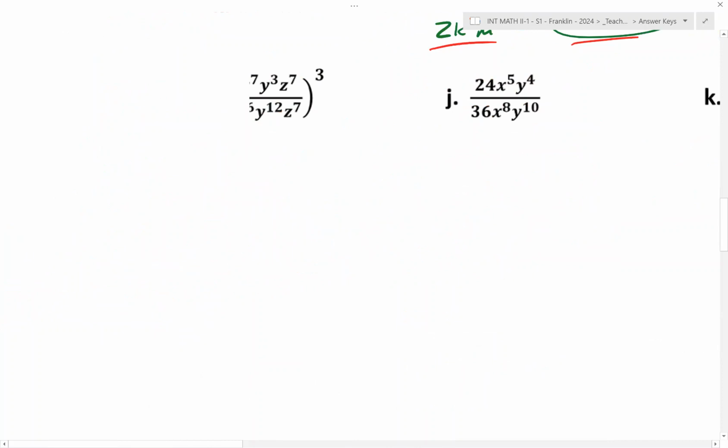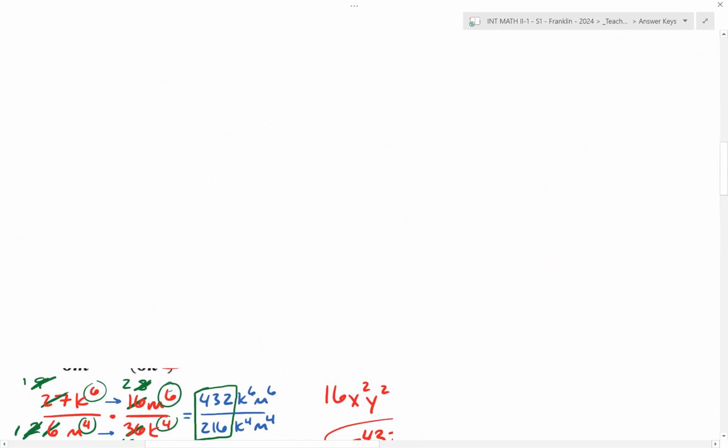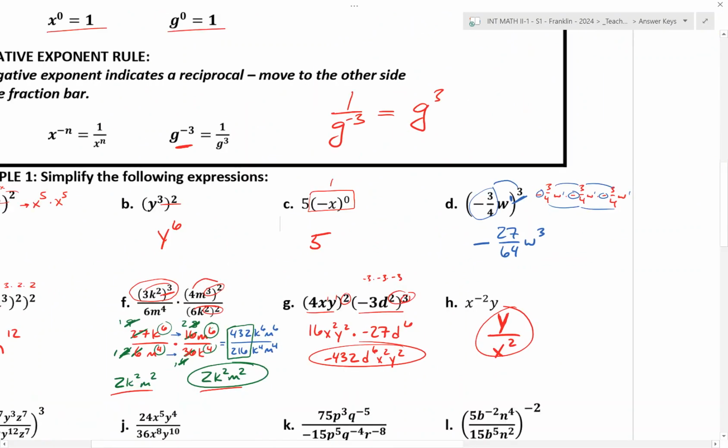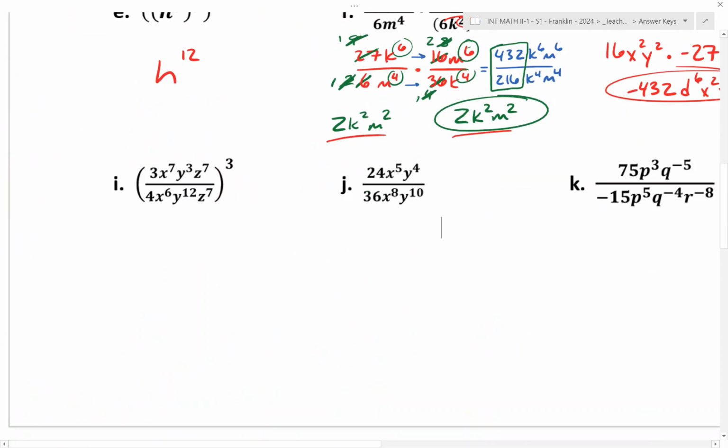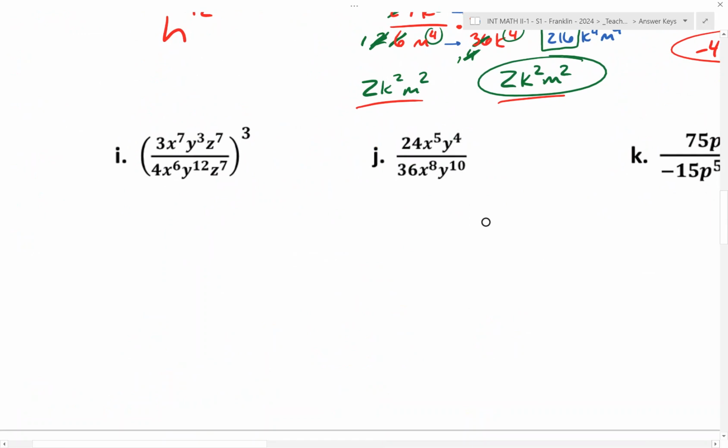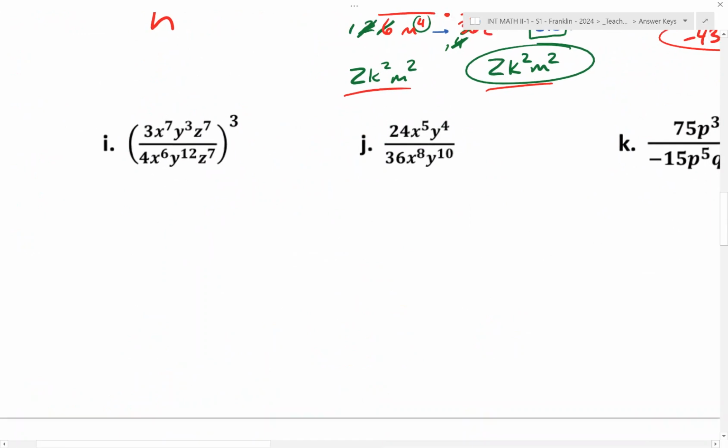All right, example I here. We'll get there. There we go. Okay, so a little complicated. Whenever you have a big fraction power like this, all to an exponent, I would recommend you simplify the inside first as much as you can. So 3/4, we can leave that alone. That's already simplified. For x, we have 7 minus 6. So that's 1, x to the first power.